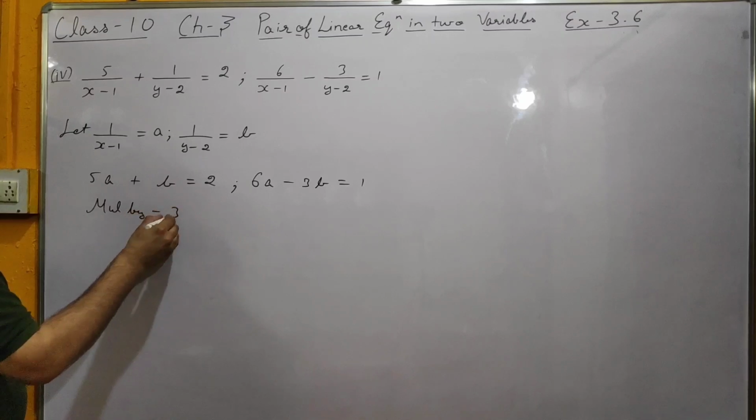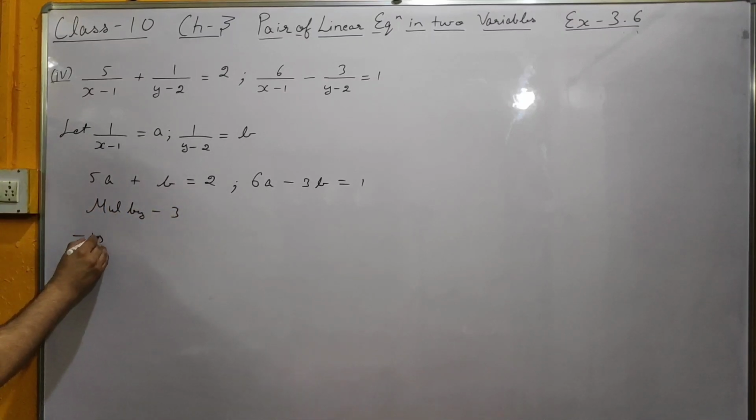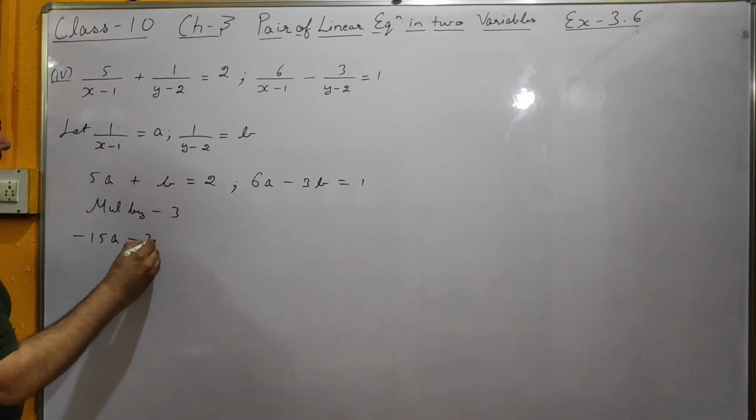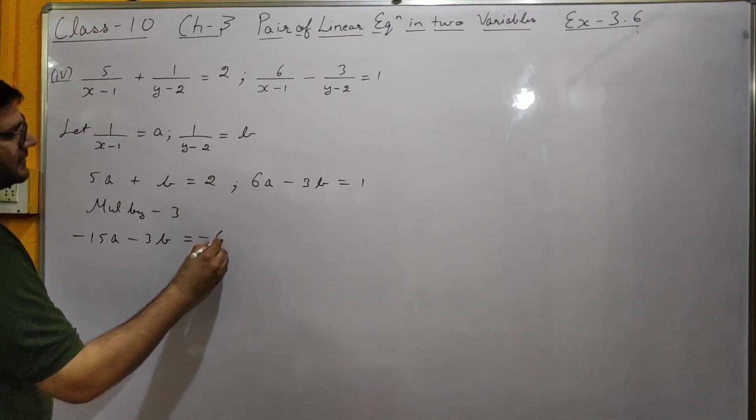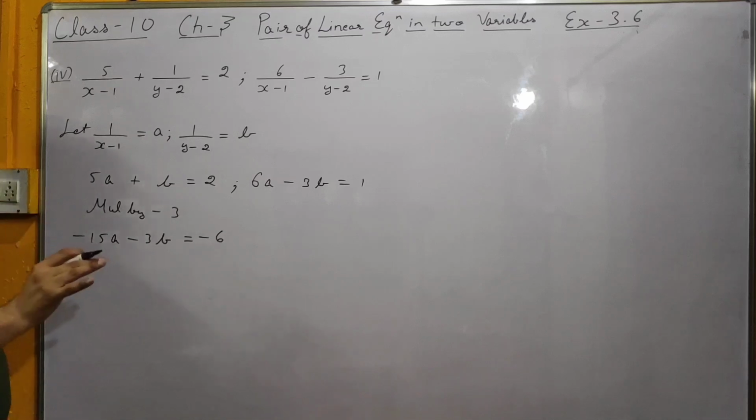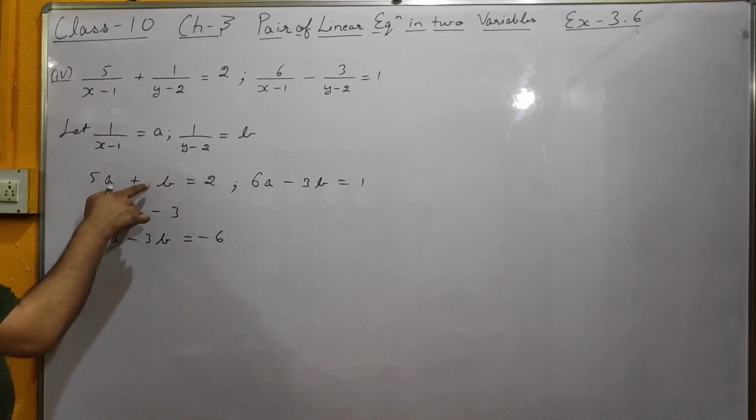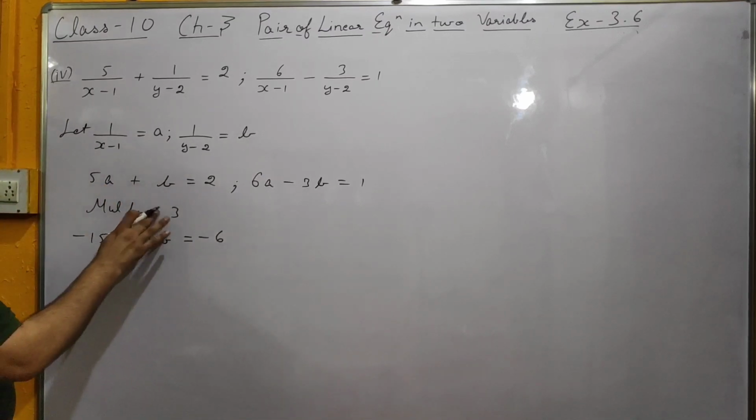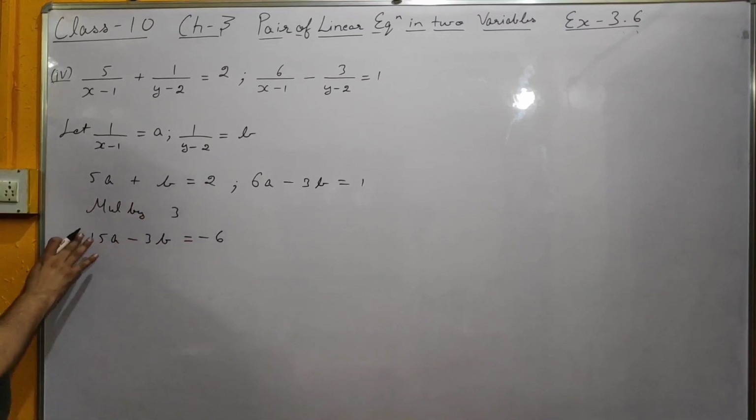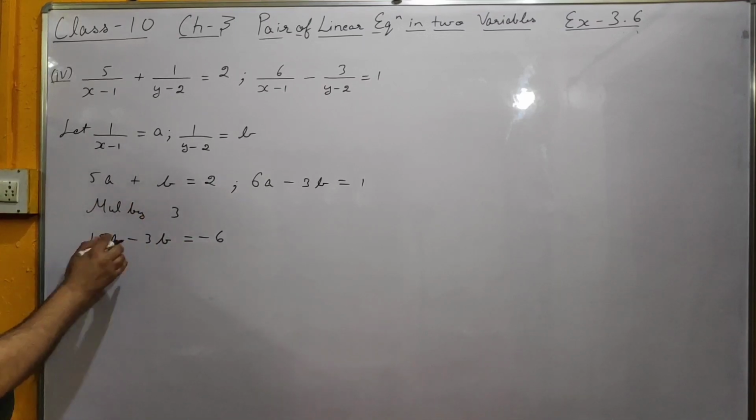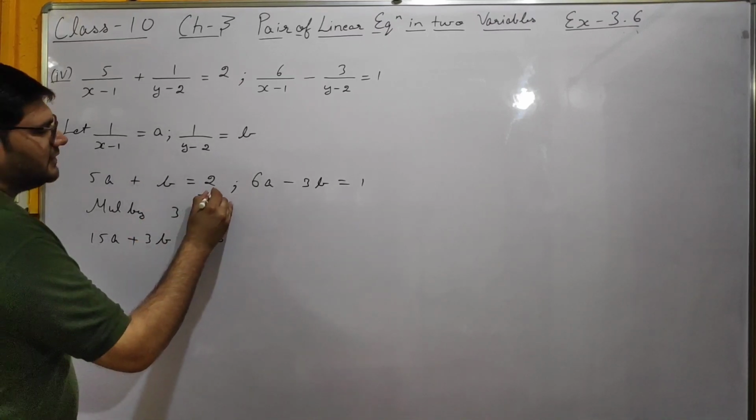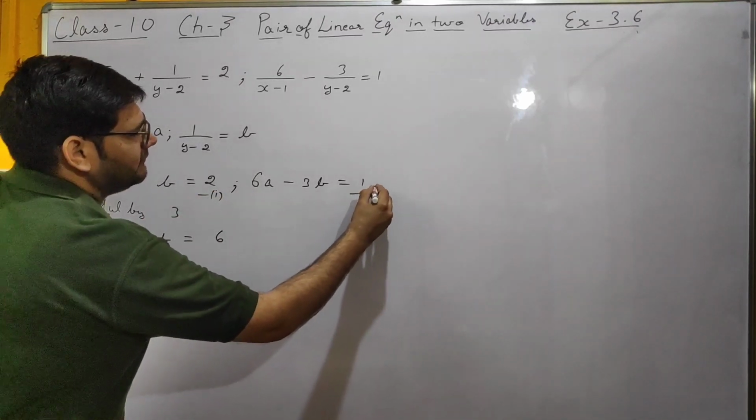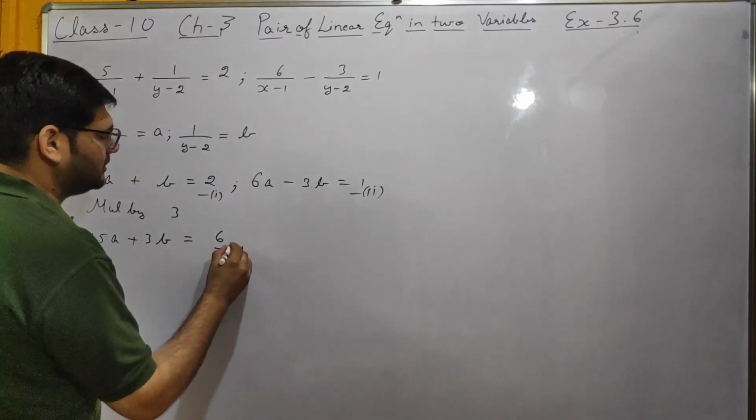Multiply by minus 3. Now minus 15a minus 3b equals to minus 6. Or let's do one thing. Instead of multiplying it by minus 3, let's multiply it by only 3. Then also we can solve. See how? 15a plus 3b equals to 6. This is our first equation, this is our second equation, and this is our third equation.